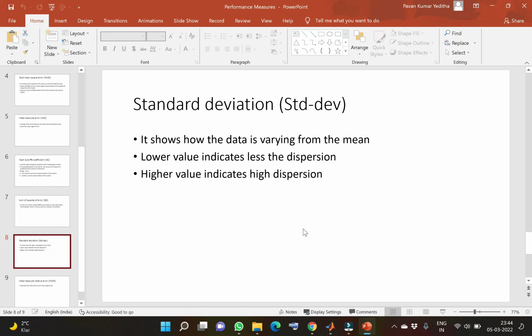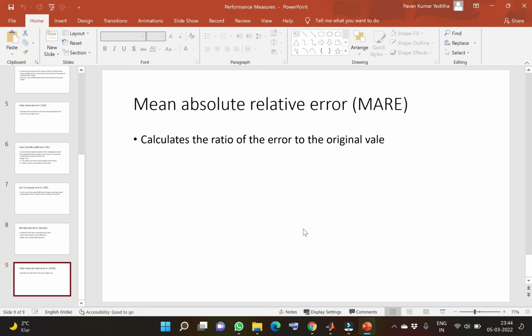Standard deviation, it's quite a well-known parameter by anyone. It sees how the value is varying with respect to mean. Again, here is how we can say that the model is performing good. If you're having very less deviation, then it means it's good. Whereas if you have a high value, it means it does not represent the system quite well. The last one is mean absolute relative error.